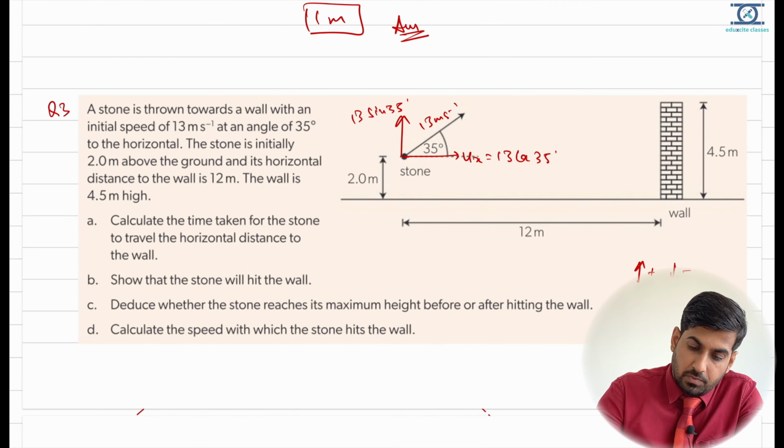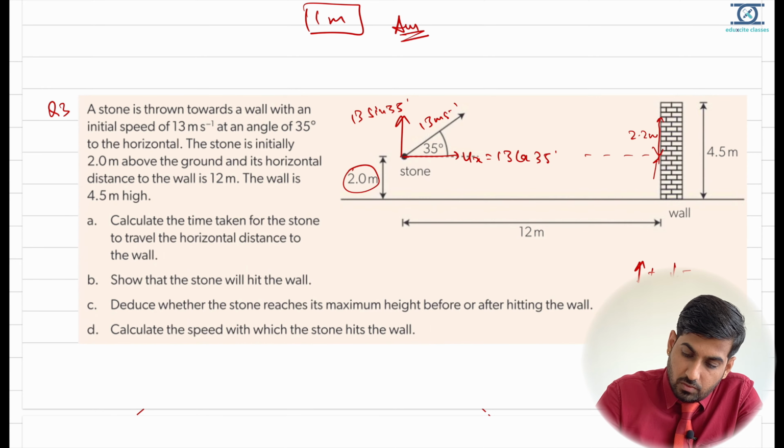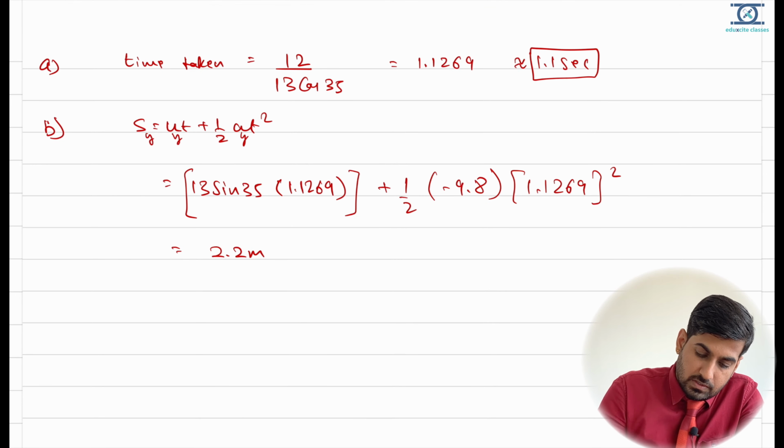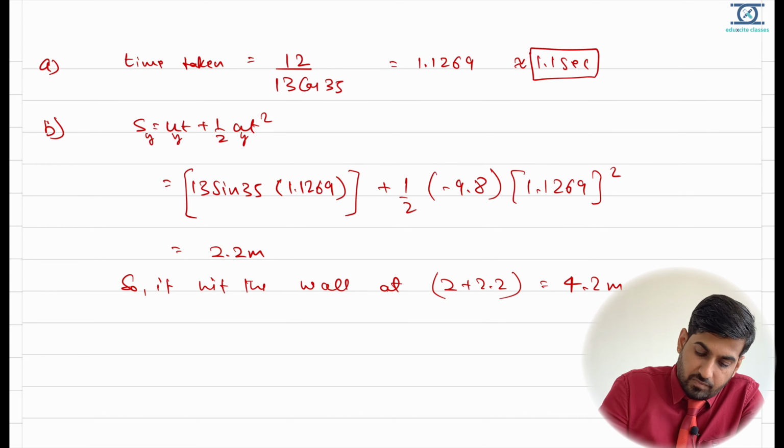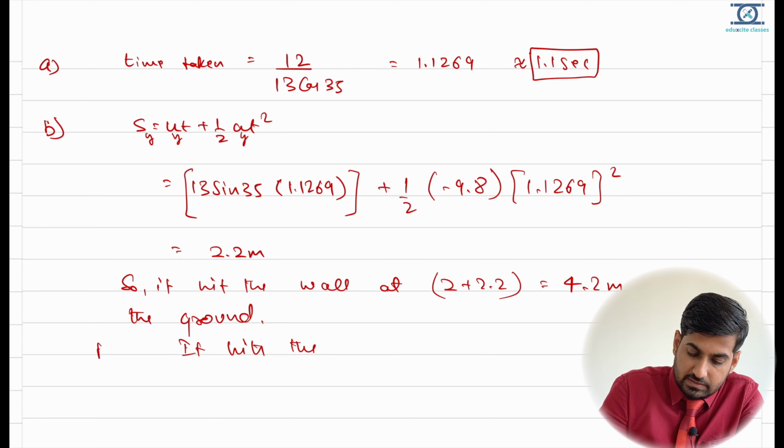So this is from this point, so it means to say that from here it will be 2.2 and it is already 2 meter above. So the whole distance I got, it hit the wall at 2.2 plus 2.2, that is equal to 4.2 meter above the ground, right? So it shows that it hits the wall, hence it hits the wall.